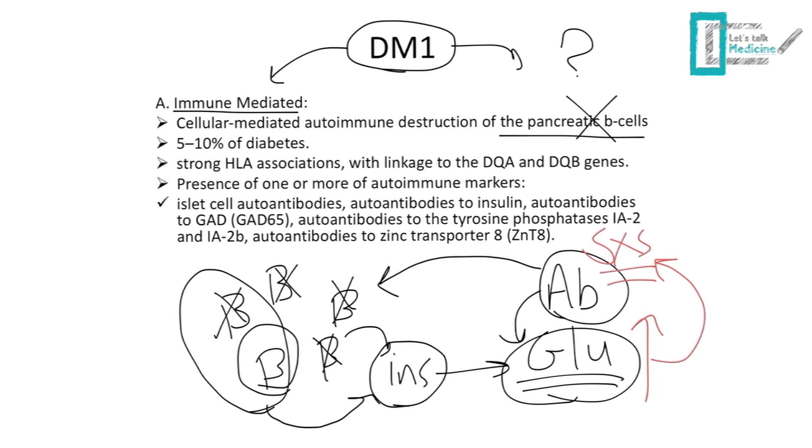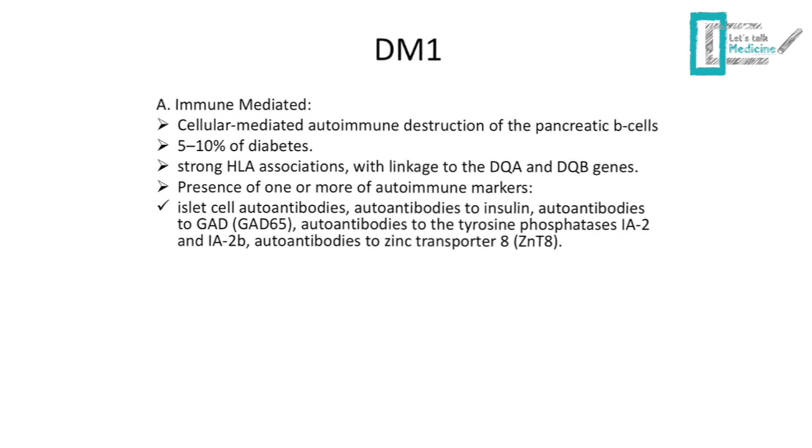The rate of beta cell destruction differs from one person to another, but when more than 80% of beta cells are already destroyed, the signs and symptoms of diabetes will appear in that patient. Type 1 diabetes accounts for about 5 to 10% of all diabetic patients. It has a strong HLA association with linkage to DQA and DQB genes.